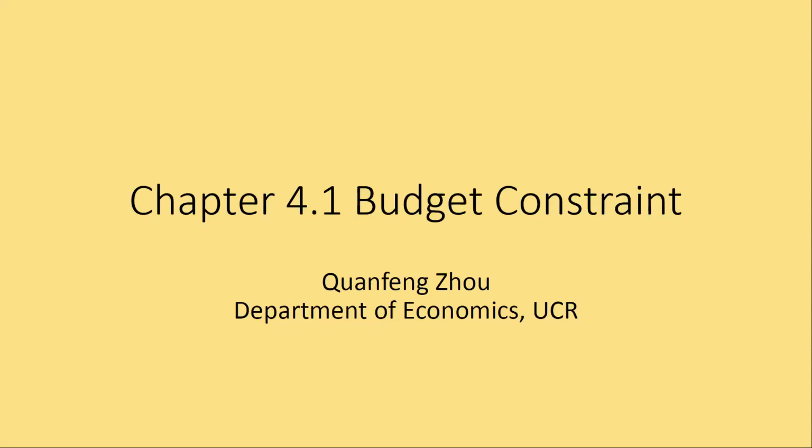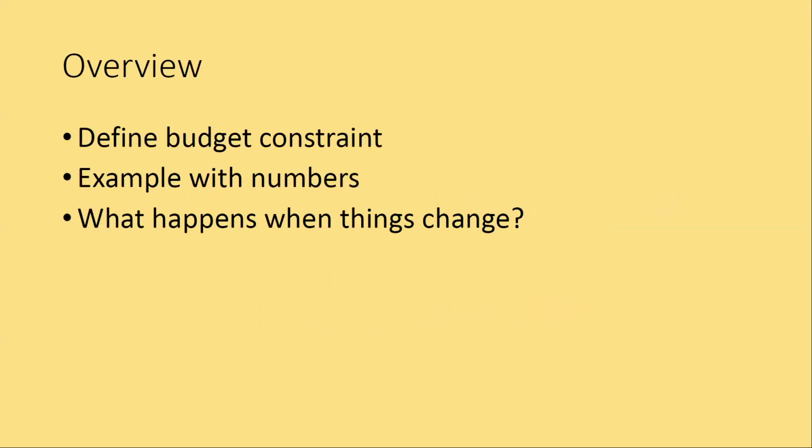So now let's begin chapter 4. We are going to first define the budget constraint. I'm going to show an example with numbers, and lastly, we will show you what will happen if certain things in our budget constraint change.